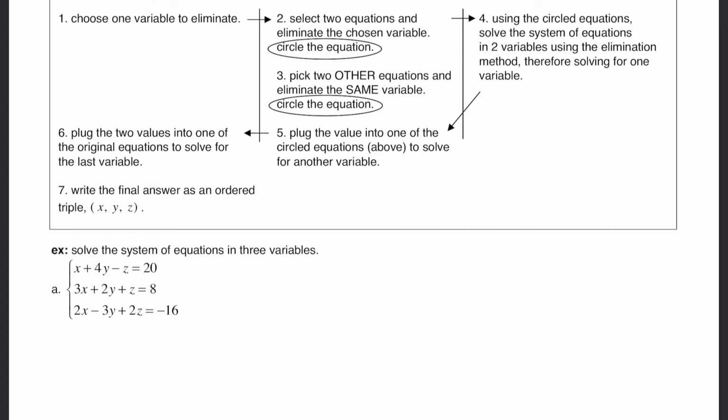The last concept we're going to cover in this lesson is we're going to solve a system of equations in 3 variables. So we have a little flowchart here on how to solve this. Basically, we have 3 equations, 3 variables, and we're going to use the elimination method. The first step is we're going to choose one variable to eliminate. So we're either going to eliminate the x's, the y's, or the z's. Because these z's are already opposite, let's go ahead and start with eliminating z's.